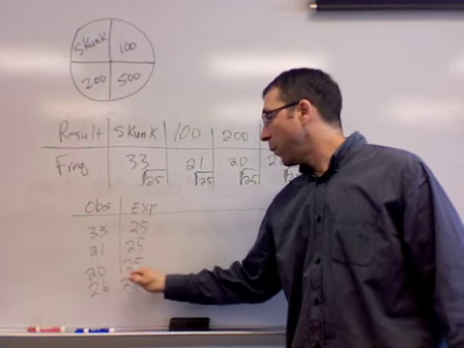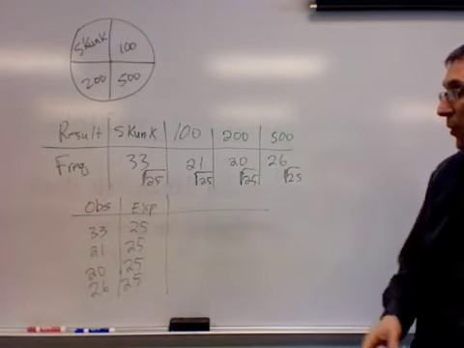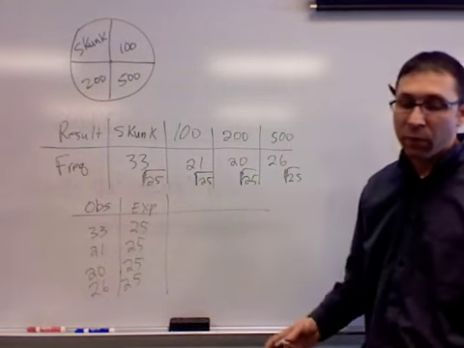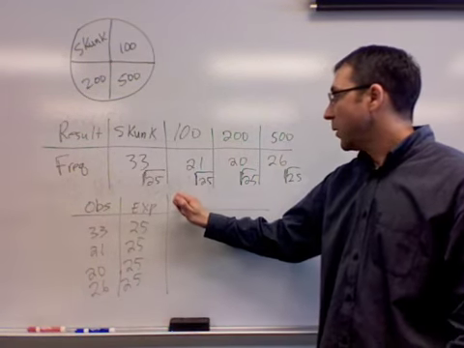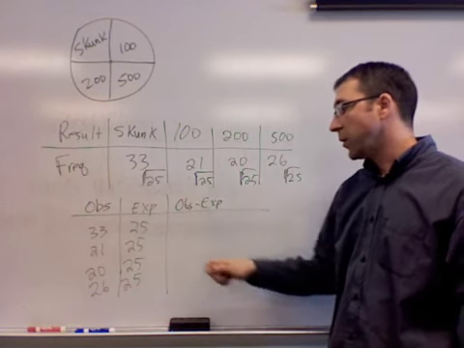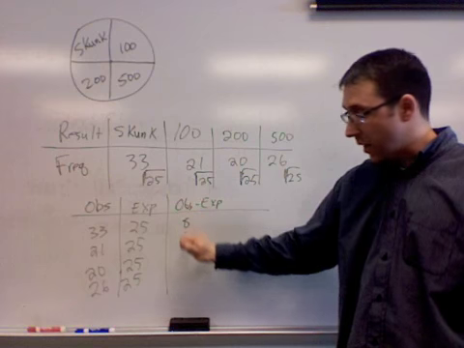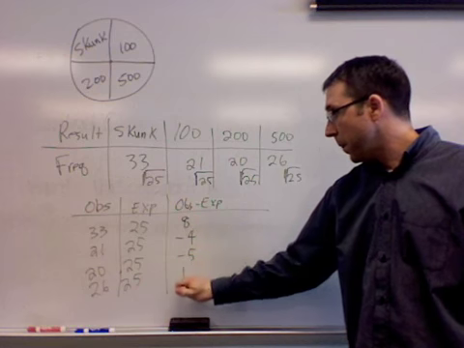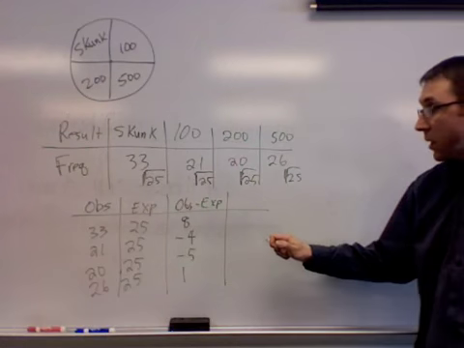Of course, we were off, but were we off by all that much? Just by random chance, we're going to end up with something that's probably different than 25. But are these results so far off that we could consider that maybe the spinner's been tampered with? So you can easily calculate the observed minus the expected, and make it very clear to the person who's grading what you're doing. The observed minus the expected would be 8, negative 4, negative 5, and 1. Then we take those answers and square them and divide them by E.